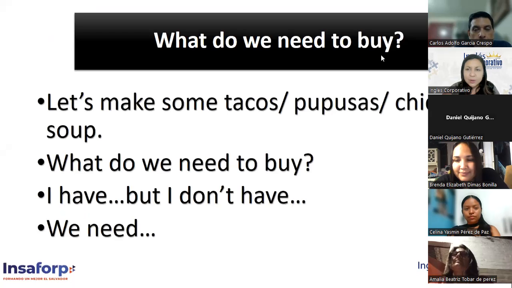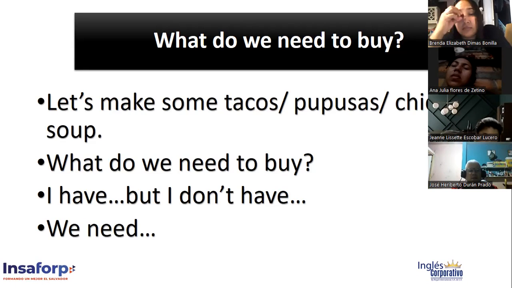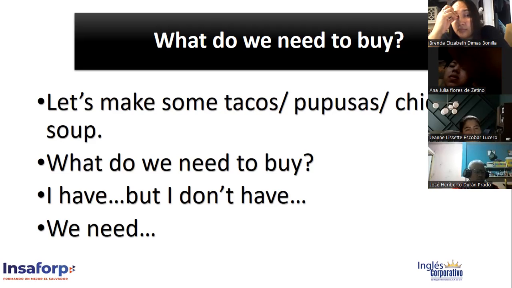Now, guys, this is going to be a homework. In a moment, I will send you to breakout rooms. With your partner, you are going to create a conversation. The conversation's topic is, what do we need to buy? You are going to prepare some food with your classmates. The food can be tacos, pupusas, chicken soup, tamales, potato salad, I don't know. Anything that you want to prepare with your classmate. An omelette, some roasted chicken, etc.